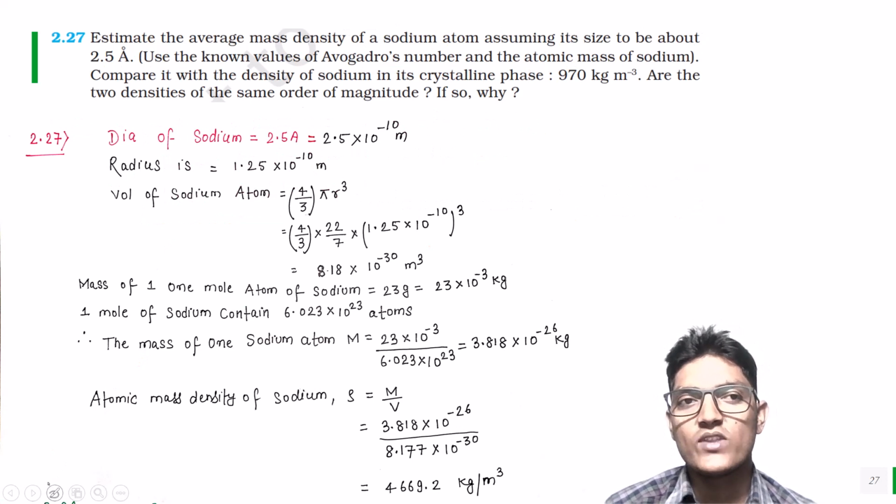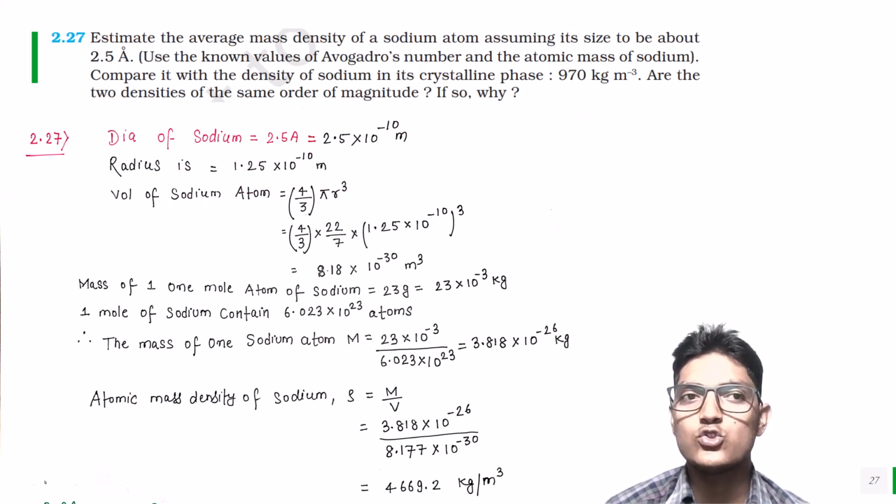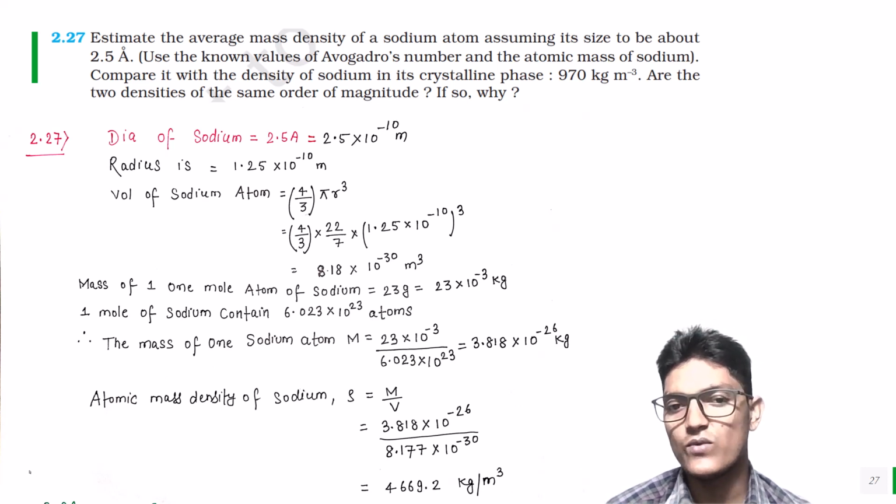Next question is, estimate the average mass density of a sodium atom assuming its size to be about 2.5 angstrom and compare it with the density of sodium in its crystalline phase, 970 kg per meter cube. Are the two densities of the same order of magnitude, and if so then why?